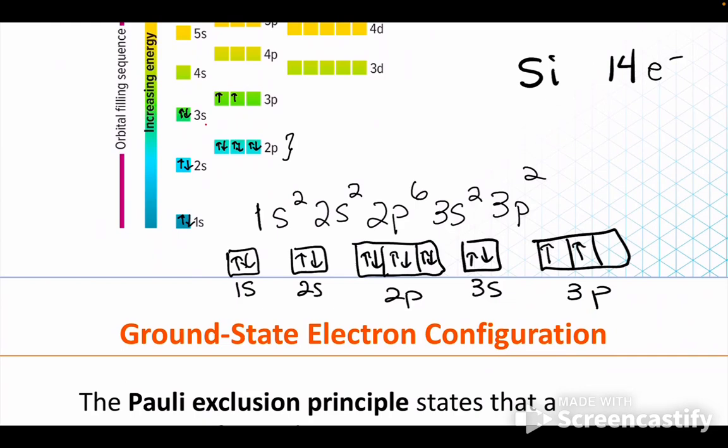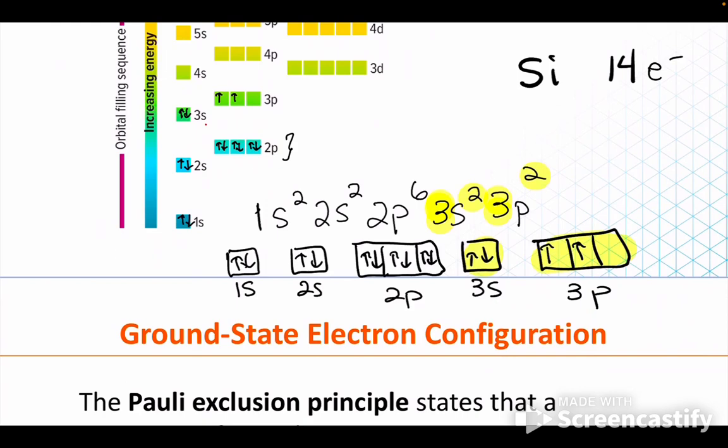I want to talk about valence electrons. So valence electrons are the highest energy level electrons. So to determine those, we would see that n equals 3 is our highest energy level, and then these are my valence electrons. So there's 4 valence electrons for silicon. You can also see it in this diagram.